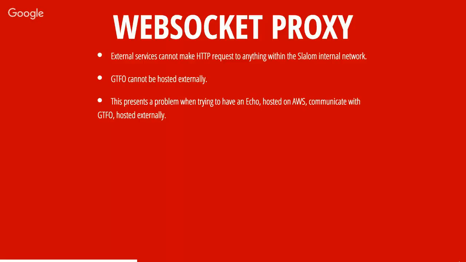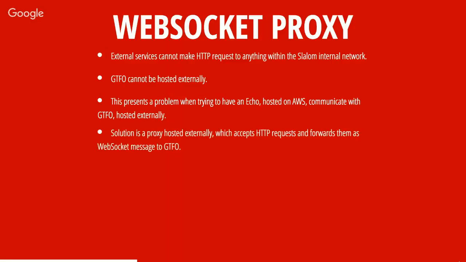This was a really big problem because the Echo is hosted on AWS, although we might find a solution to host it locally, I think. For now, it's hosted on the cloud, and there's also the possibility of using other external services to interact with GTFO. That was something we wanted to do, and using HTTP requests was just a no-go. So what we did was create a server that sits on the cloud. Right now it's just sitting on Heroku. I think eventually we'll migrate it to AWS.